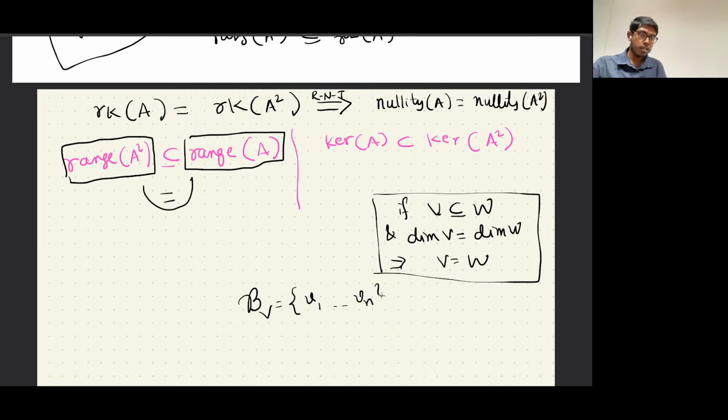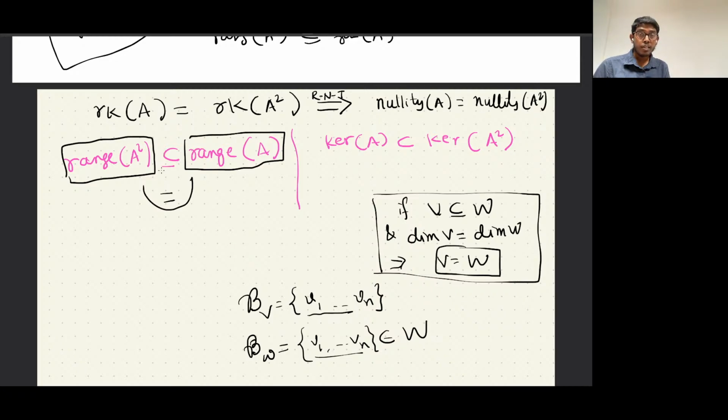V1 to Vn. Okay. And since V is contained in W, all these elements will be contained in W, so V1 to Vn are all in W. And since they are linearly independent because they are a basis, they will also be linearly independent here. And n linearly independent elements you got, and that's a maximal linearly independent set because the dimension is n, and therefore this will also form a basis of W. And this will prove that these two spaces are the same. Okay, and hence range of A square is range of A and kernel of A square is kernel of A. And now you have everything.